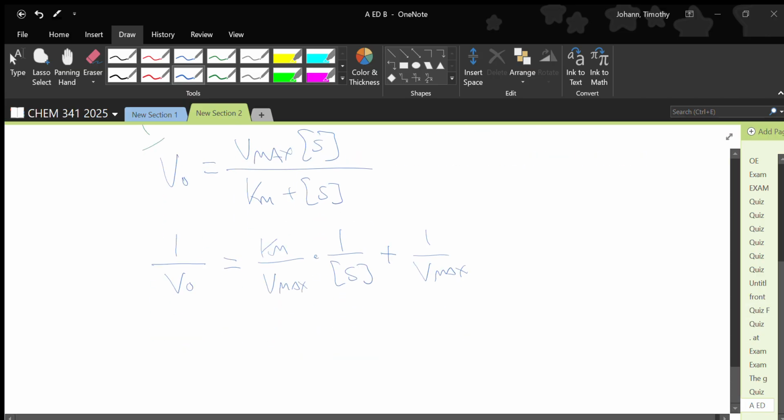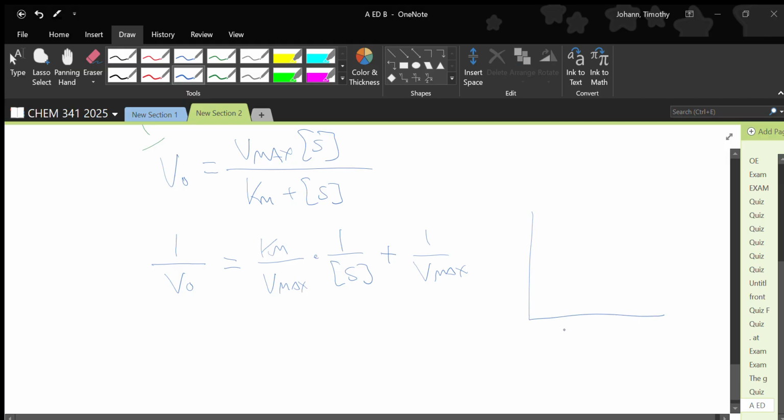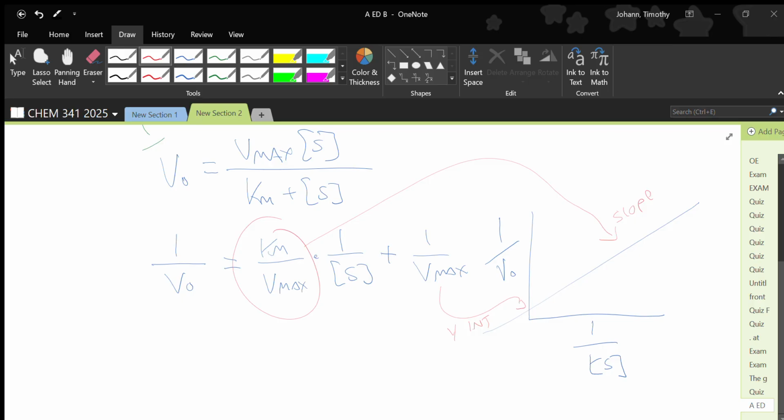All right, and that's useful because it's a y equals mx plus b equation, and then we can start pulling things out. So if I plot 1 over my substrate concentration versus 1 over my initial rate, I'm going to get a straight line. The slope of that straight line is this. The y-intercept is that. Okay, so very useful in terms of plotting.